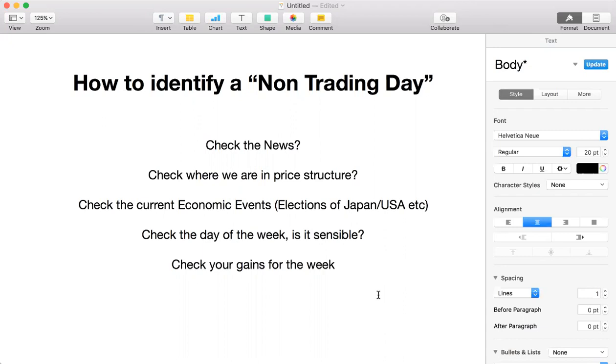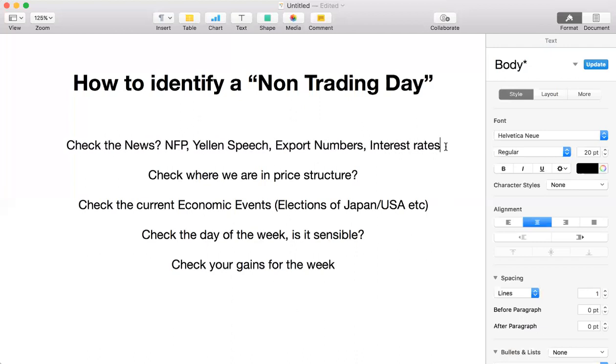First off, make sure you're checking the news. This can be stuff like non-farm payroll. It could be a Yellen speech. This is just examples of the last couple of weeks. It could be export numbers. It could be interest rates. So ask yourself, should you be trading around these kind of news events?